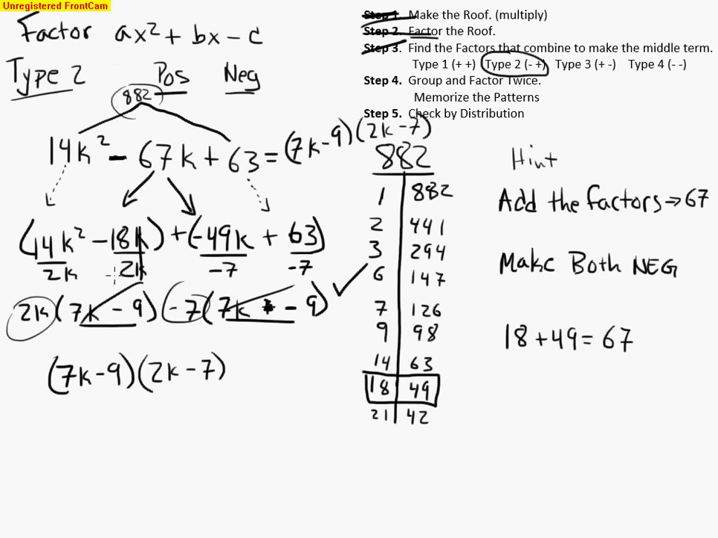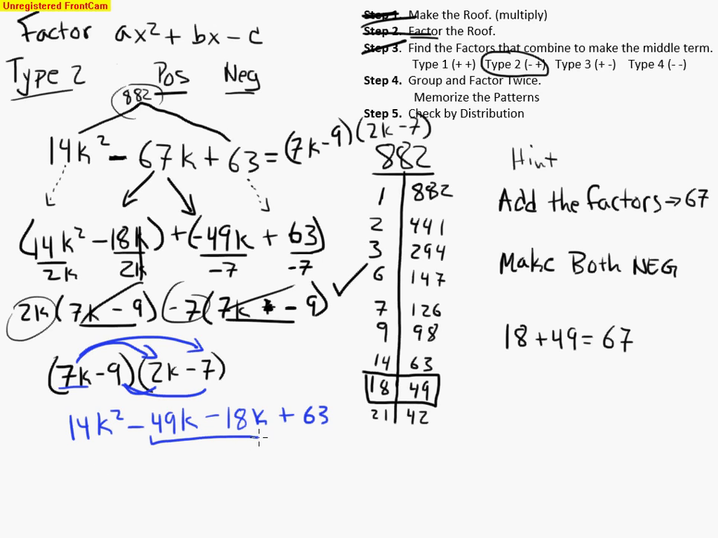My last step is to confirm this with distribution. So I take my 7k into my 2k. That gives me 14k squared. And then I take my 7k to the negative 7, so that gives me negative 49k. 9 times 2, negative 18k. And a negative times a negative is a positive, and that's going to be positive 63.